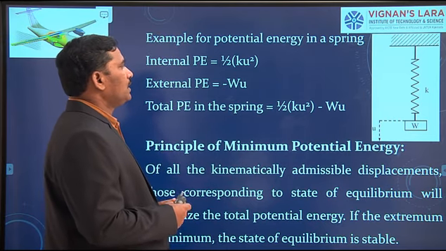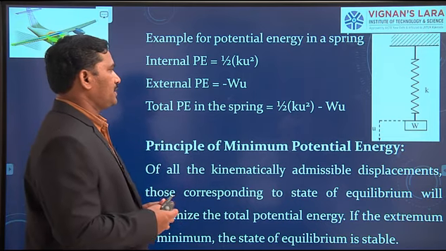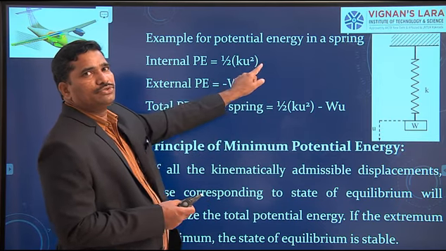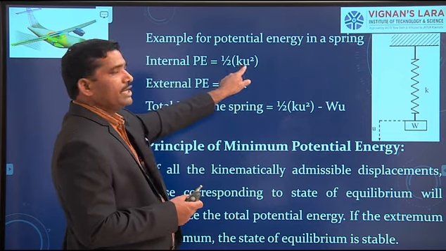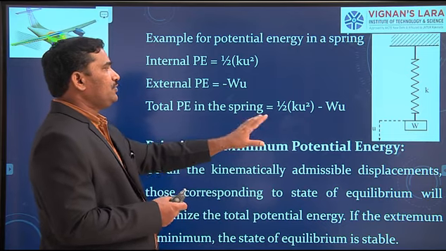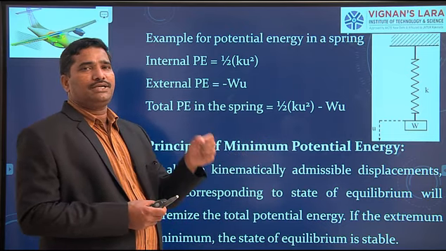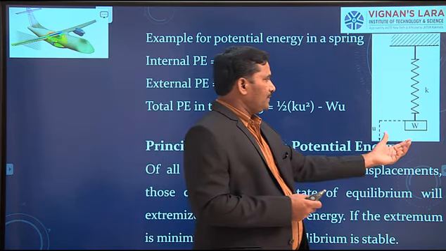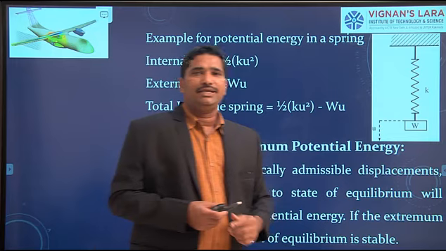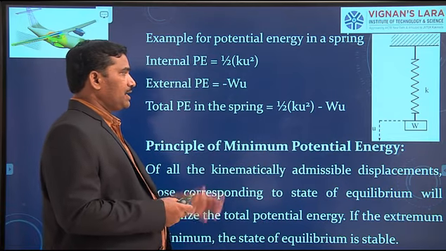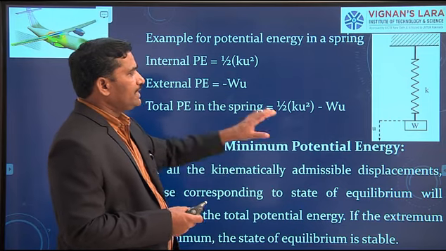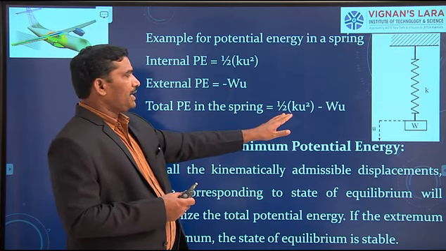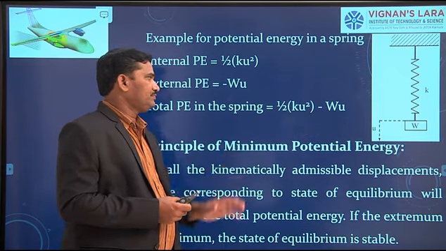Okay? Right. Now, in this system, I take the spring and I determine the potential energy of this spring. The potential energy of this spring equals strain energy plus work potential. Strain energy of this spring, how do you determine? Half into K u square. K is the stiffness of the spring and u is the displacement of the spring, or you can say deflection of the spring. Now, the external potential energy is simply W into u. So here the external potential energy is negative because it is the work done on the spring by the external force W, therefore it is negative. Now the total potential energy equals 1 by 2 K u square minus W into u. This is the expression.